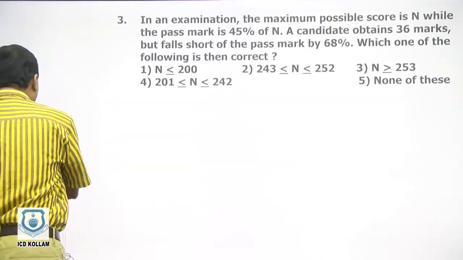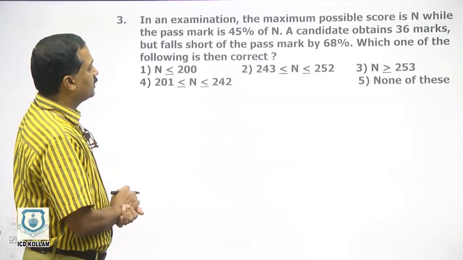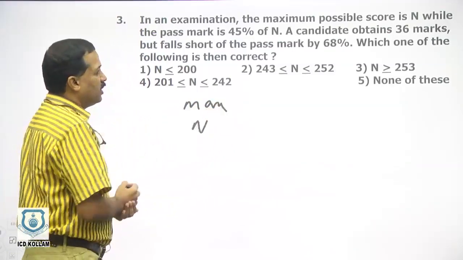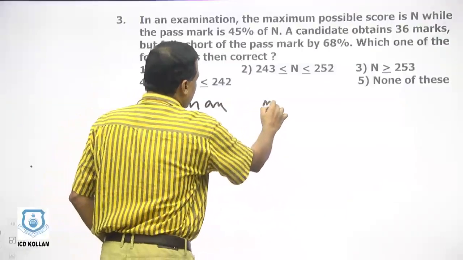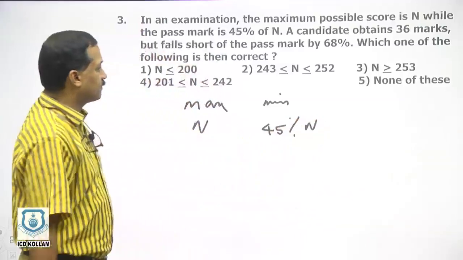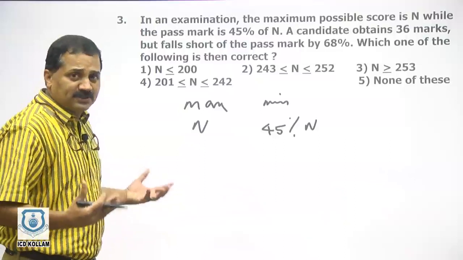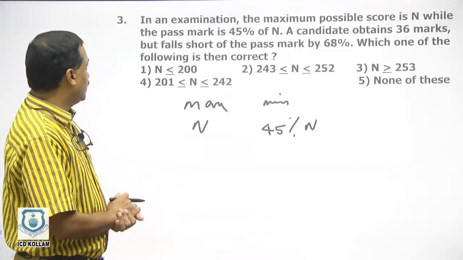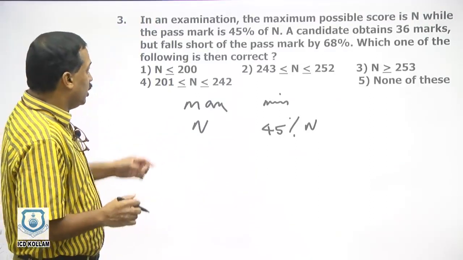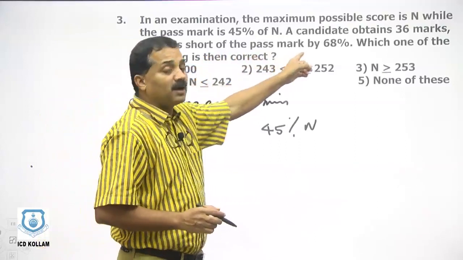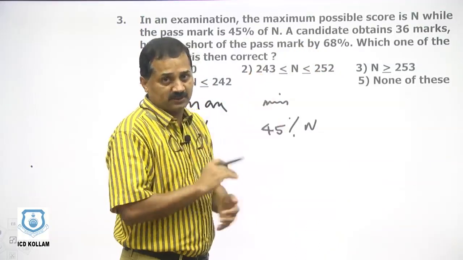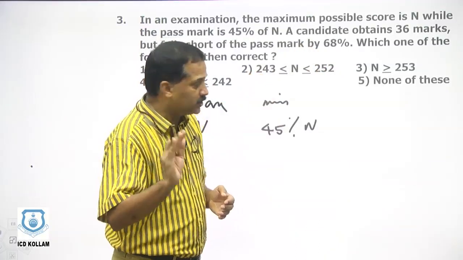What is the score that you require? The maximum score is N. What is the minimum required to pass? Minimum required to pass is 45% of N. Now the question says one particular candidate got 36 marks, but that candidate falls short of the pass mark by 68%. Falls short of the pass mark by 68% means that candidate got only 100 minus 68, 32%. I hope it is clear to you.